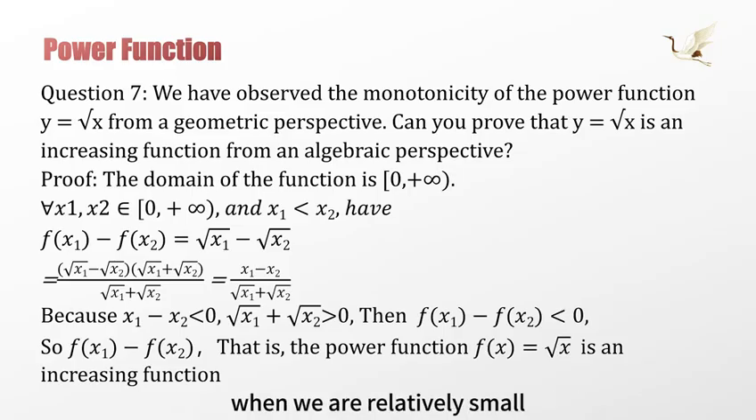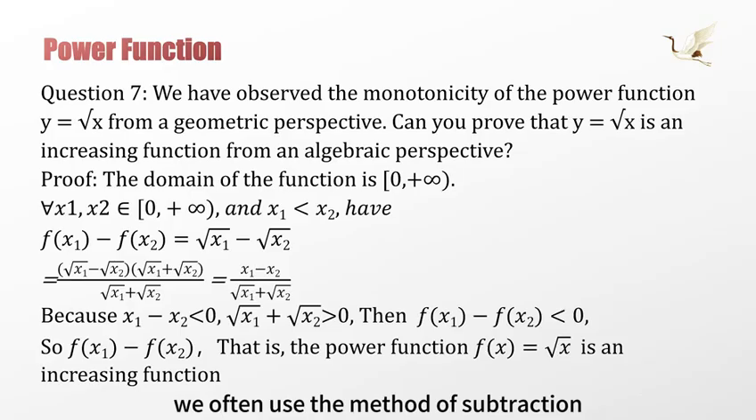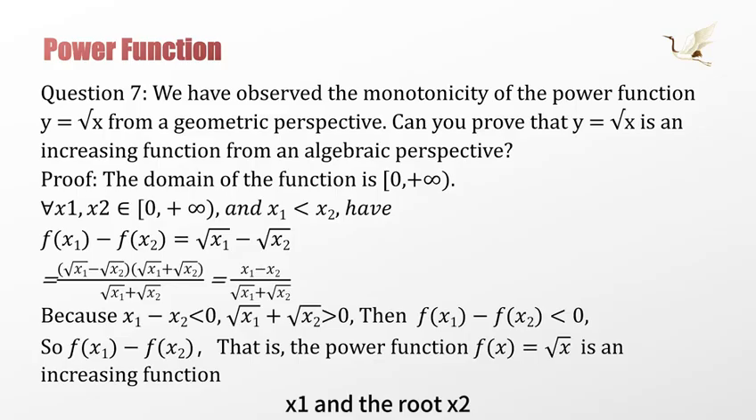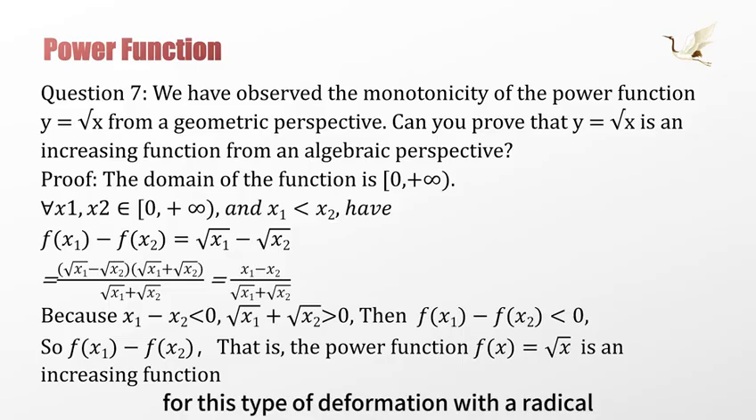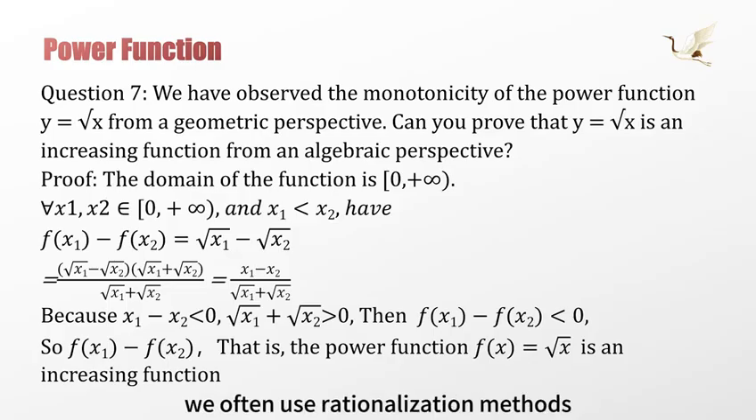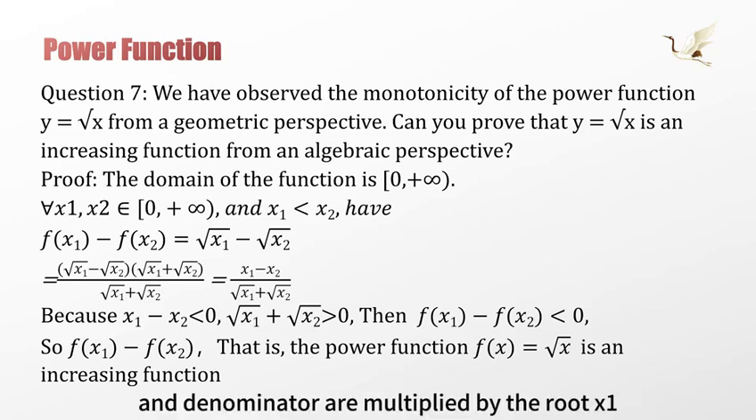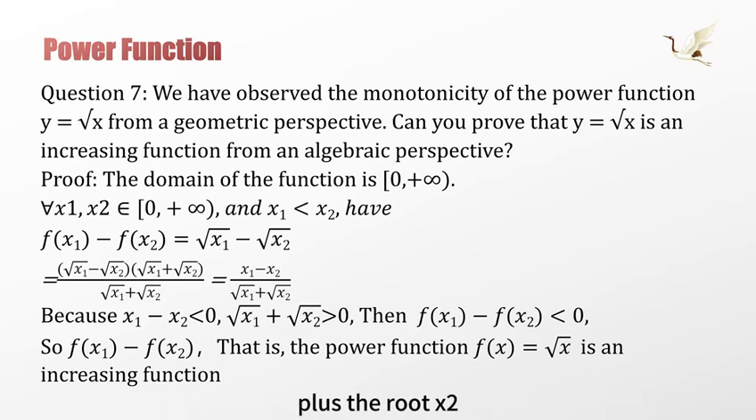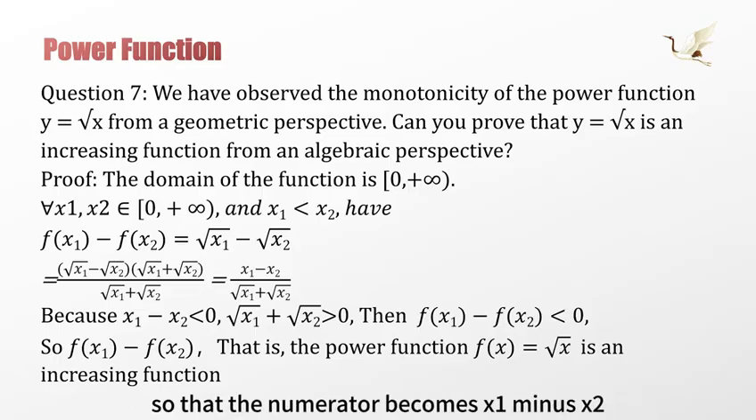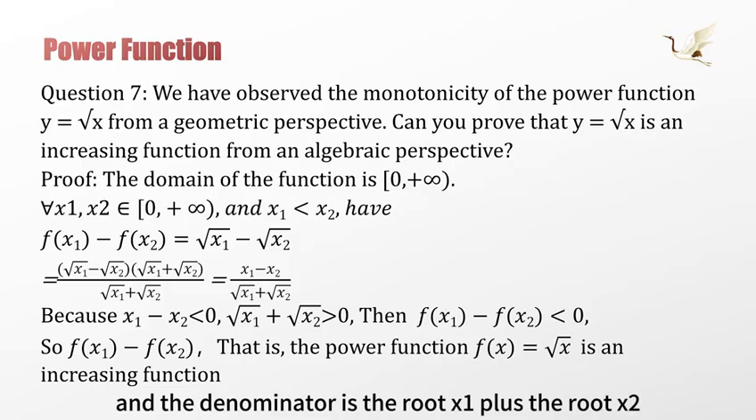When comparing sizes, we often use the method of subtraction, where f(x1) minus f(x2) equals the difference between root x1 and root x2. Since there is no theoretical support to determine the size of root x1 and root x2, we need to modify this expression. For this type of deformation with a radical, we often use rationalization, and here we use numerator rationalization. The numerator and denominator are multiplied by root x1 plus root x2 at the same time, so that the numerator becomes x1 minus x2, and the denominator is root x1 plus root x2.